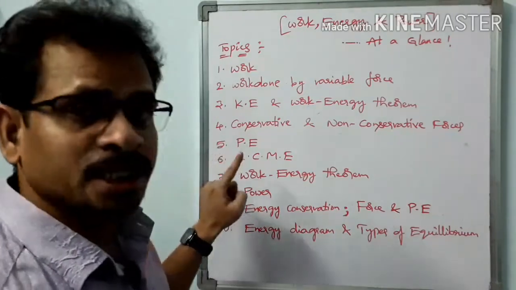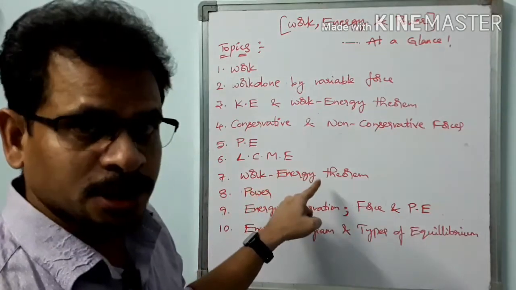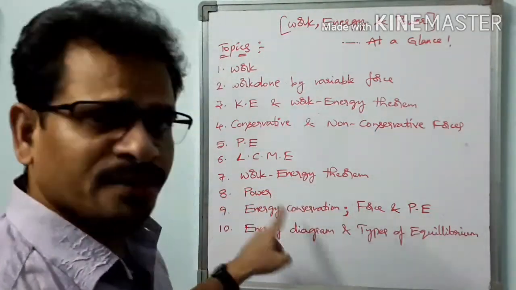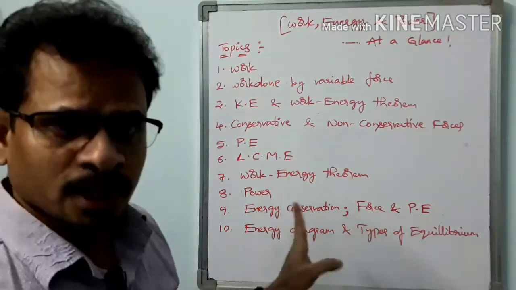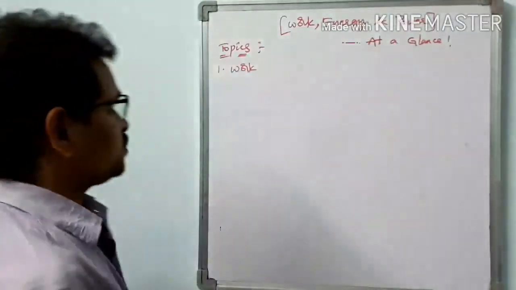5, potential energy. 6, law of conservation of mechanical energy. 7, work energy theorem. 8, power. 9, energy conservation, force and potential energy. 10, energy diagram and types of equilibrium. Okay, the first one is work.